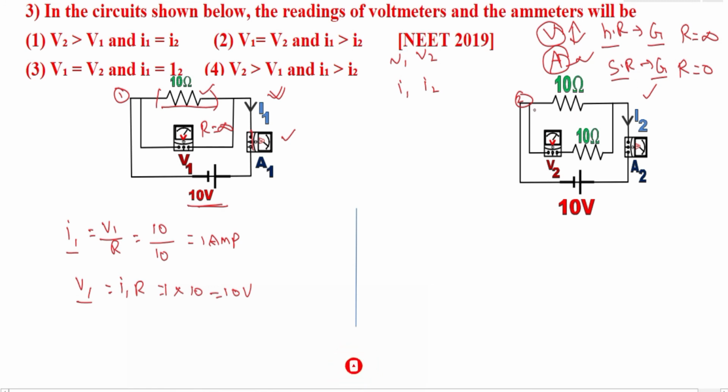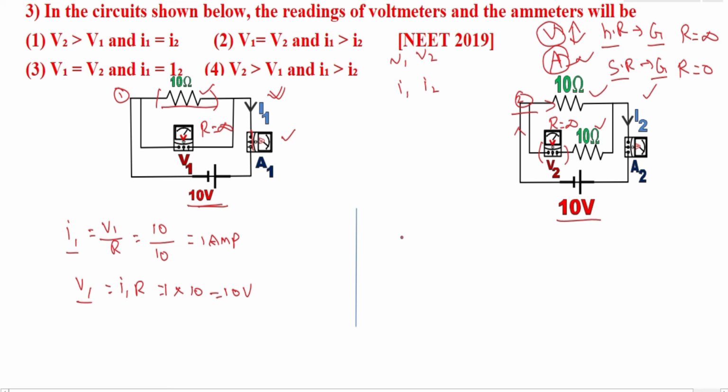Now let us go to our second circuit, where you have 2 resistors of 10 ohm each, and voltmeter and ammeter, and this combination is connected to a battery of potential 10 volts. Now since the resistance offered by this is high, that is infinity, I can assume this as an open circuit. Then the entire current generated by the power supply will pass through this 10 ohm resistance only.